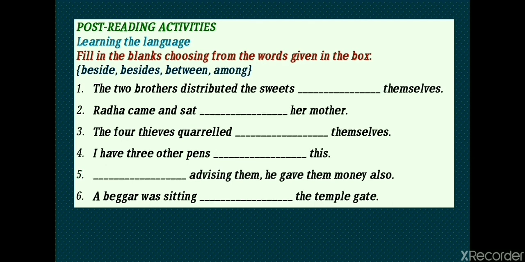Number 4. I have 3 other pens dash this. Number 5. Dash advising them, he gave them money also. And the last sentence is, a beggar was sitting dash the temple gate. I'm sure this activity is quite easy for you because you have understood the difference between beside and besides and the difference between and among. Let's check the right answers.